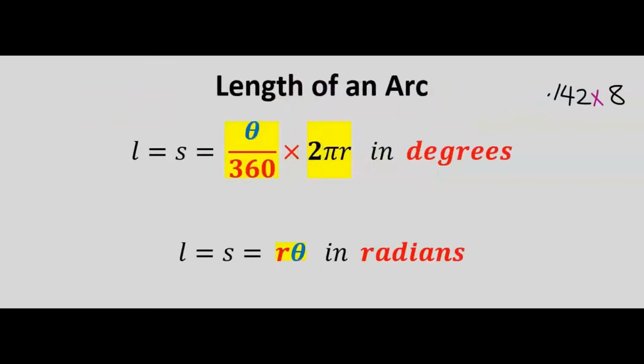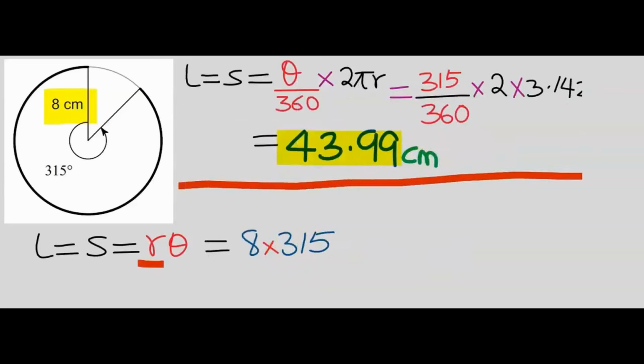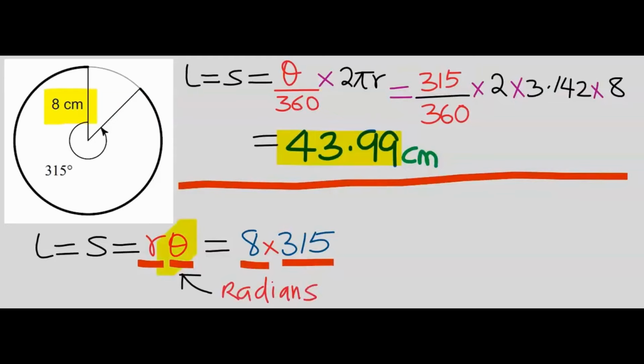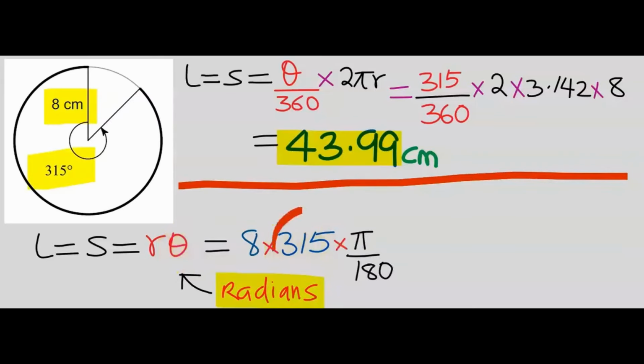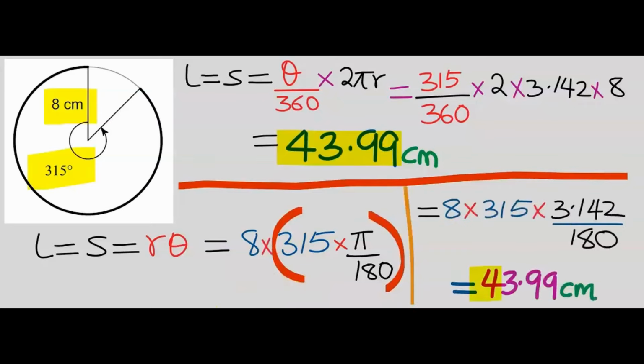Let's repeat the question using the radians formula. The radius is 8 and the angle is 315. But in this formula, this angle is in radians. However, the question is in degrees. To fix this problem, we're going to multiply the angle by pi divided by 180. If you solve carefully, you're going to obtain the same answer.